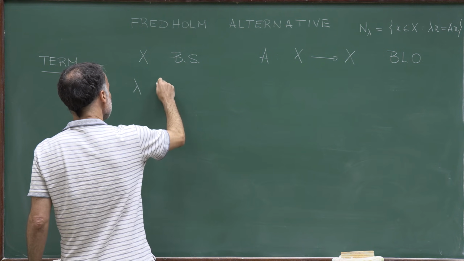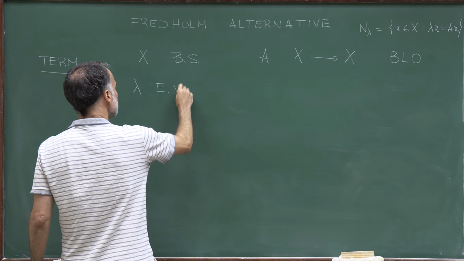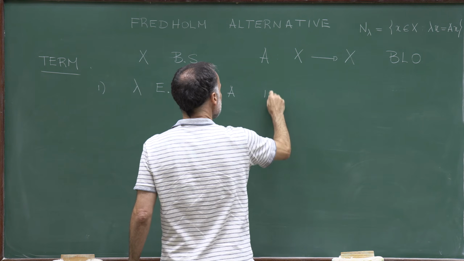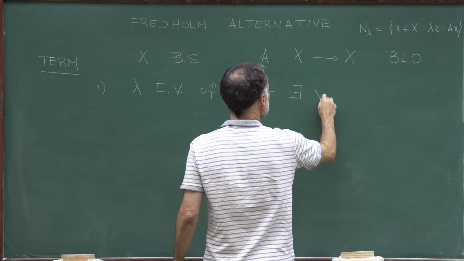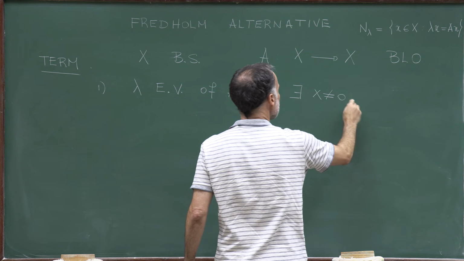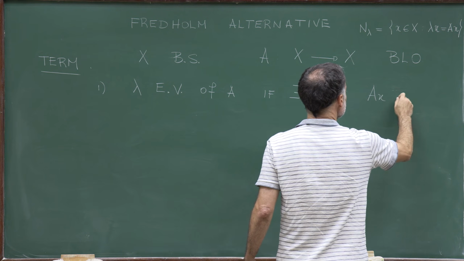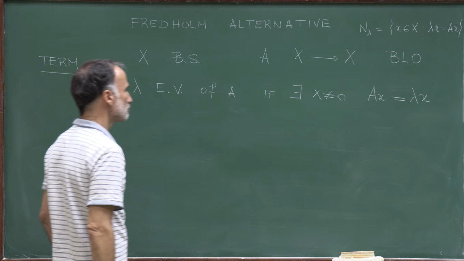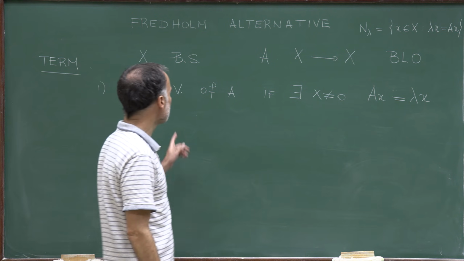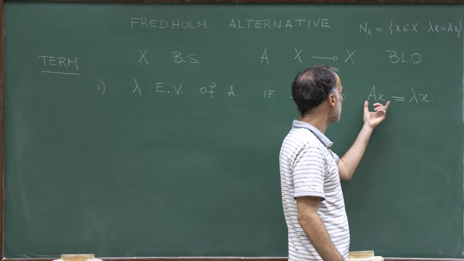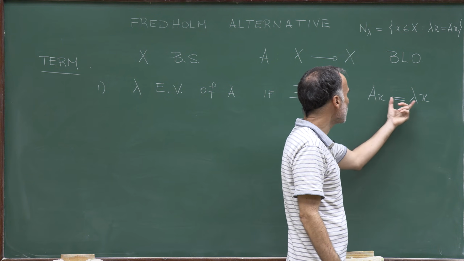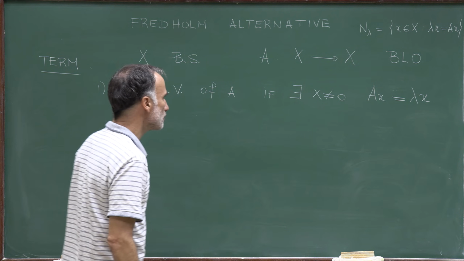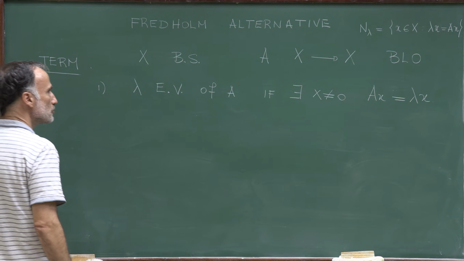I will say that lambda is an eigenvalue of A if there exists x different from 0 such that Ax is equal to lambda x. Note that here lambda can be equal to 0, just that I have x different from 0 such that Ax is equal to 0. So if the null space of A is different from 0, then lambda equal to 0 is an eigenvalue.